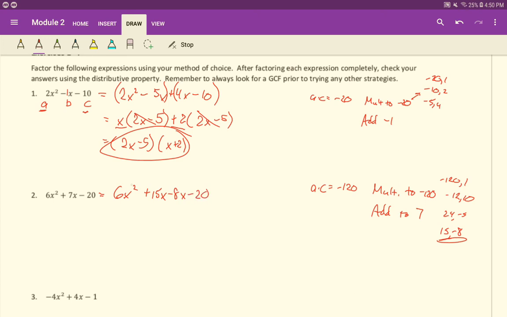Group the first two, group the second two. From that first group, what's the GCF we can factor out? We can factor out a 3 and an x. And from the second group, what can we factor out? We can factor out a negative 4. And we're left with a 2x plus 5 again. And again, we can see we're on the right track here.